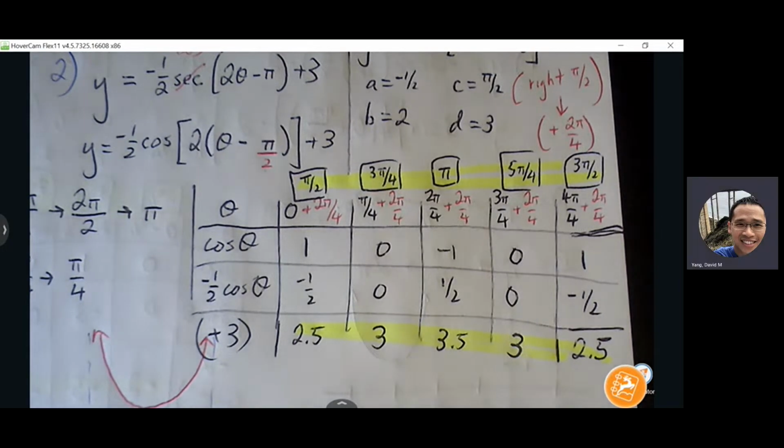Okay, any questions with these order pairs? I'll show the graph in a minute, but I want to make sure that you guys are seeing everything that you want to see here.